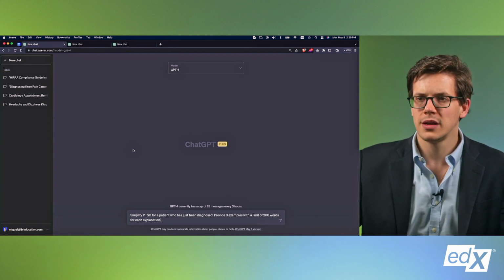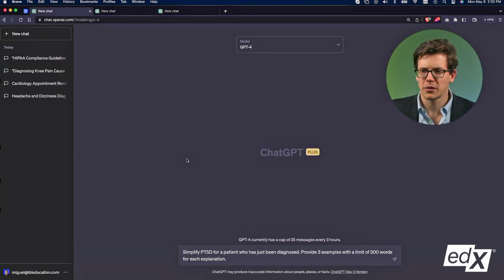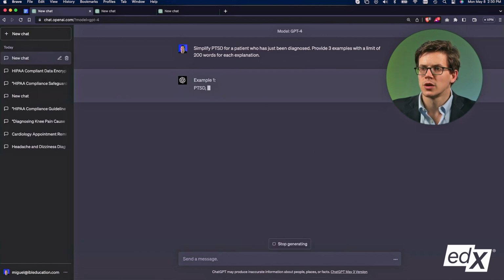So here we're going to be talking about how does this work. When we want to simplify PTSD for a patient who has just been diagnosed, provide 3 examples with a limit of 200 words for each explanation. So PTSD, obviously, is in the corpus of knowledge that ChatGPT has. So we're going to ask it for a simple explanation with some examples. So let's see what happens.